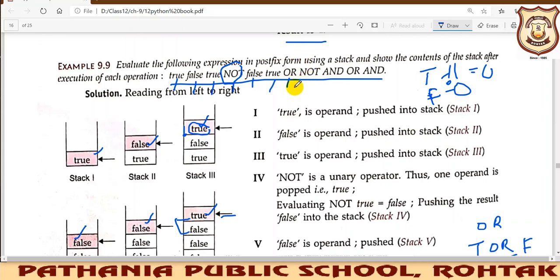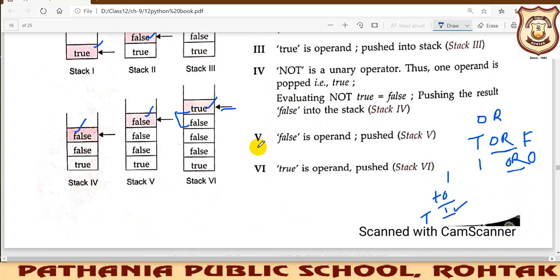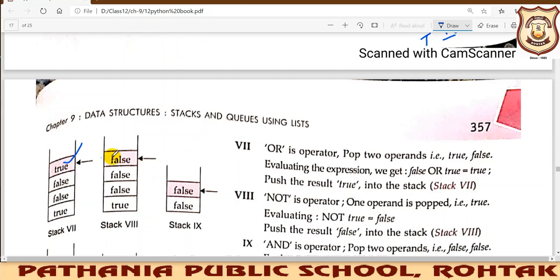What we will do after this, we will again encounter the operator not. So not is also an operator and it will pop out one element. So it will pop out true, the topmost element, and it will make it false, because not true means it is false. So we will put back false and the pointer is indicating to it now.